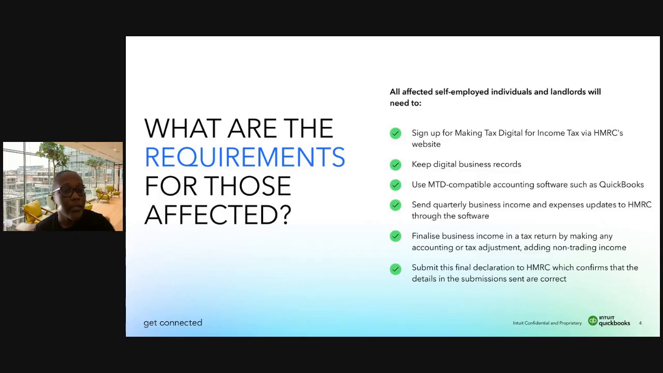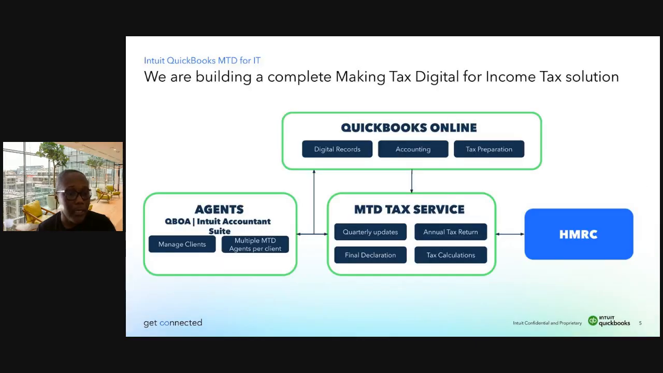You're then required to send quarterly business income and expenses to HMRC through that software, in addition to what you would have previously submitted, which is a single tax return in the previous year. You then finalize that with a self-assessment similar to what you've previously done, what they call the tax return, and you submit the final declaration to HMRC, letting them know that you're happy with the results, and you think the details are accurate. Next slide.